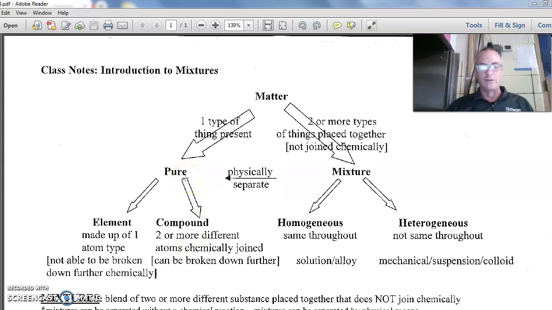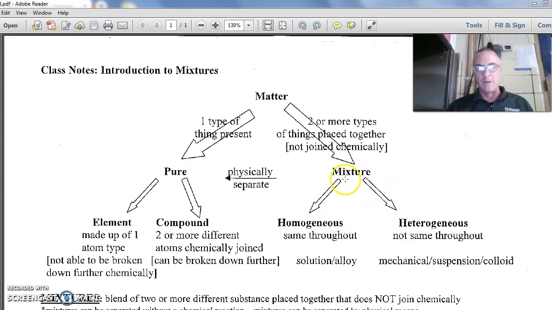So table salt has sodium that has reacted with chlorine to form sodium chloride. It is a salt. But if we pour sodium chloride salt on the table, and we only have one salt there, it's pure. Pure can also mean one element is there. But mixtures mean we have two or more things placed together, and they are not joined chemically. So in Unit 2, we're going to spend time on this half.